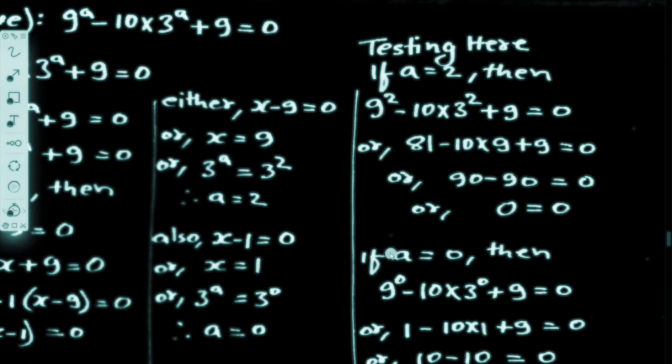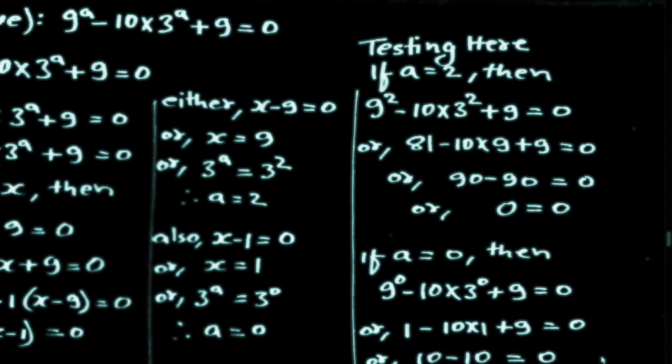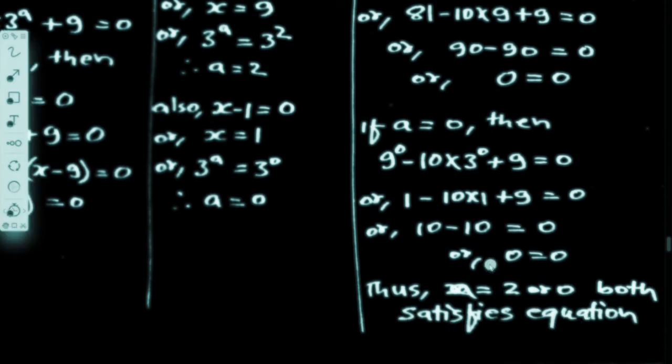Again, for the second value, a equals 0. If a equals 0, then 9^0 minus 10 into 3^0 plus 9 equals 0. 9^0 is 1, minus 10 into 1, since 3^0 is 1, plus 9 equals 0. Now 1 plus 9 is 10, and 10 minus 10 is 0. So 0 equals 0. It means the second value of a also satisfies our equation. So a equals 2 and 0 both satisfy our equation, and both are our required answers.